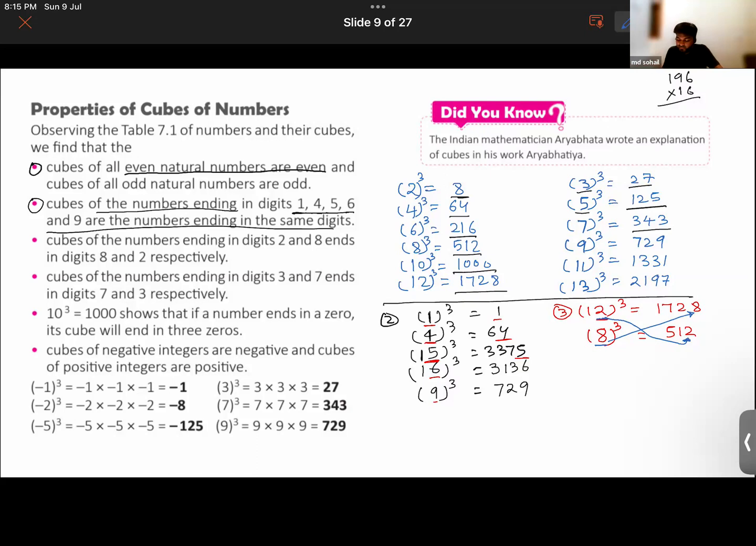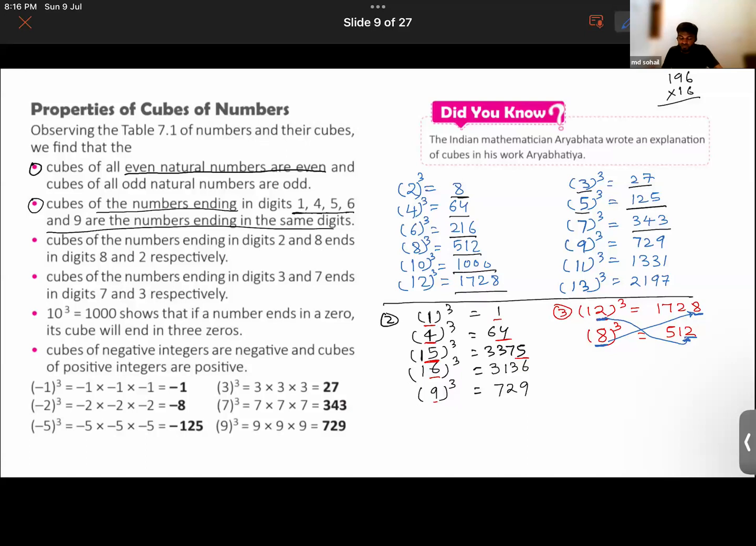While the cube of a number whose unit digit is 8 will end in 2. Let me repeat it. Cubes of numbers whose unit digit is 2, the cube's unit digit will be 8. And cubes of those numbers whose unit digit is 8, their cube will have 2 at the unit place.